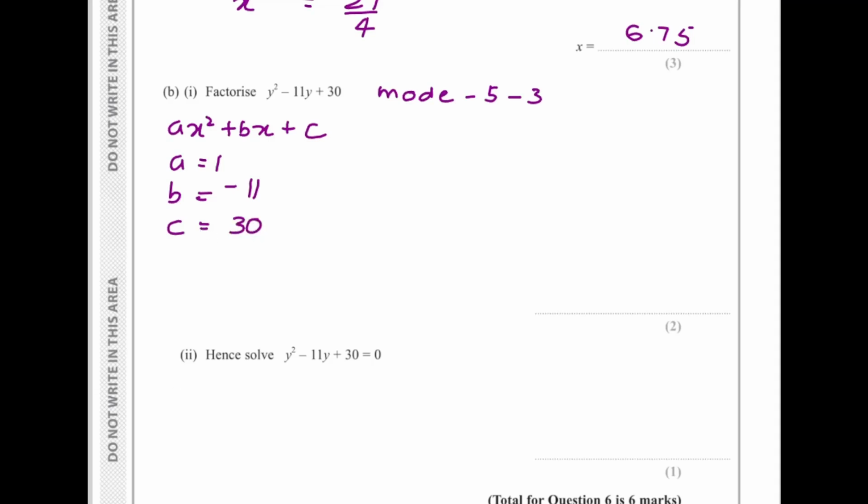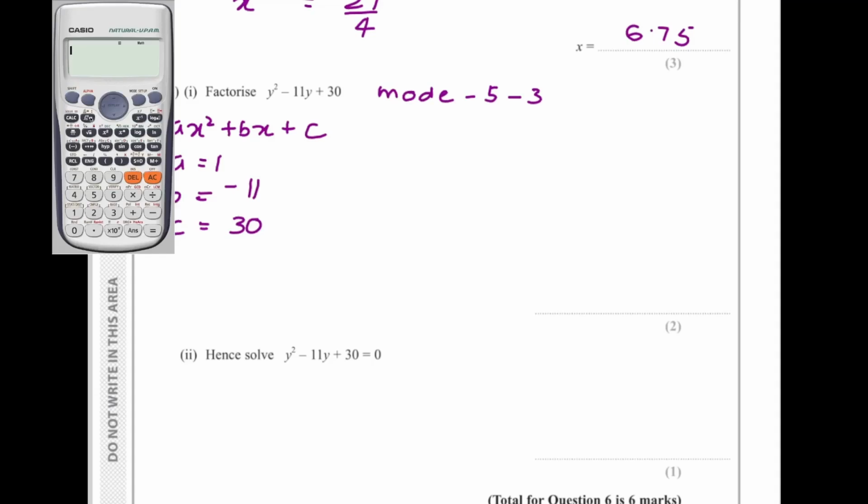Right, now we'll get the calculator. Let's plug in the values. So I'm choosing the mode 5, 3. Let's plug in these values. 1 equals, minus 11 equals, 30 equals. Then write the answers that the calculator gives you. So the first one is x equals 6. The second one is x equals 5.